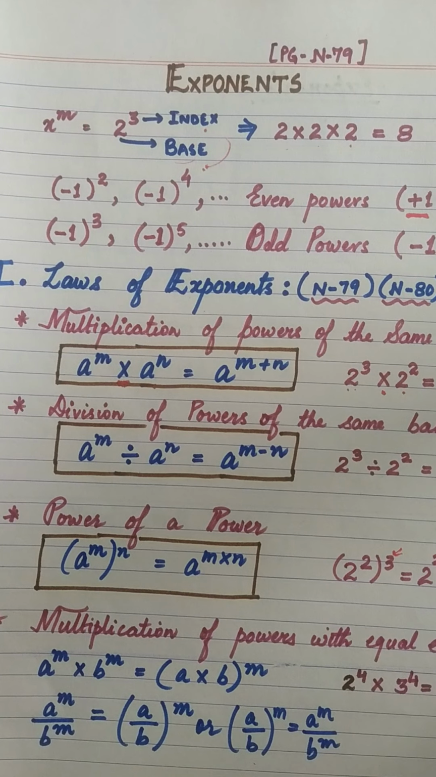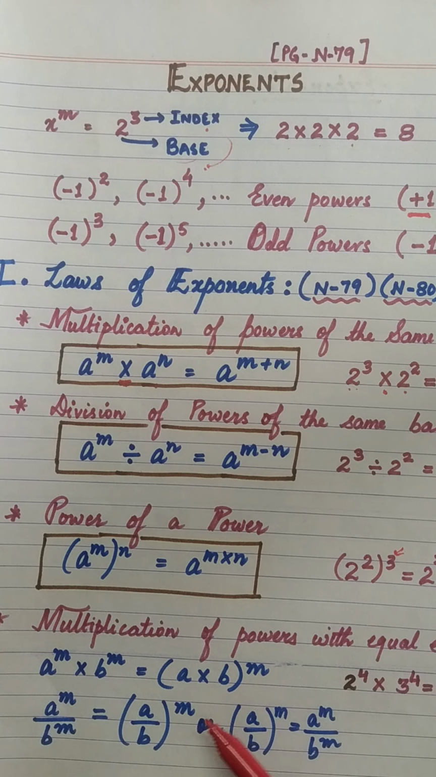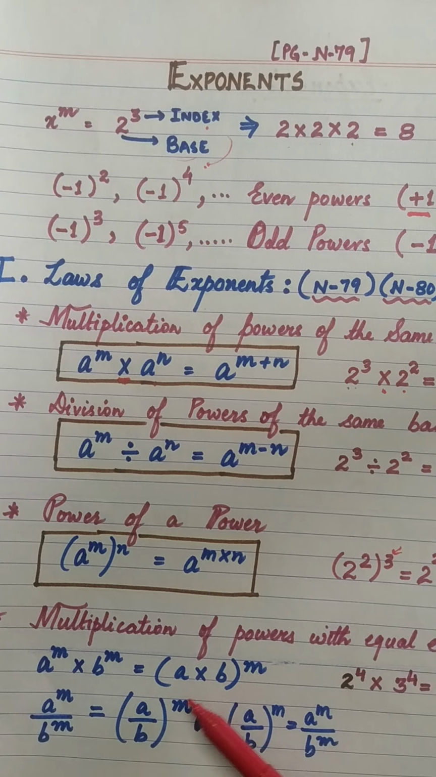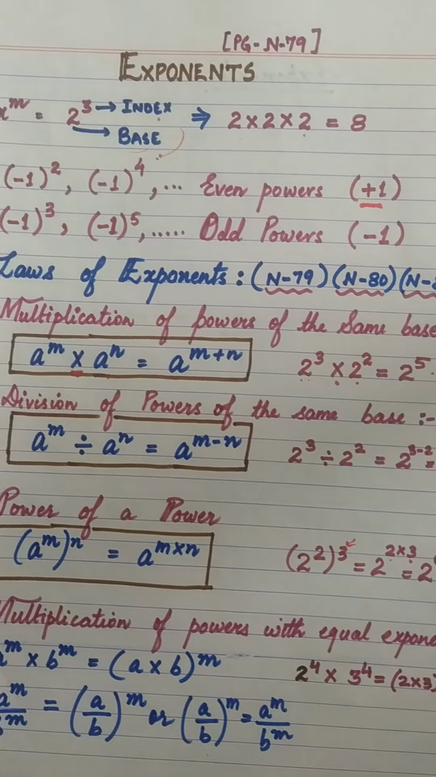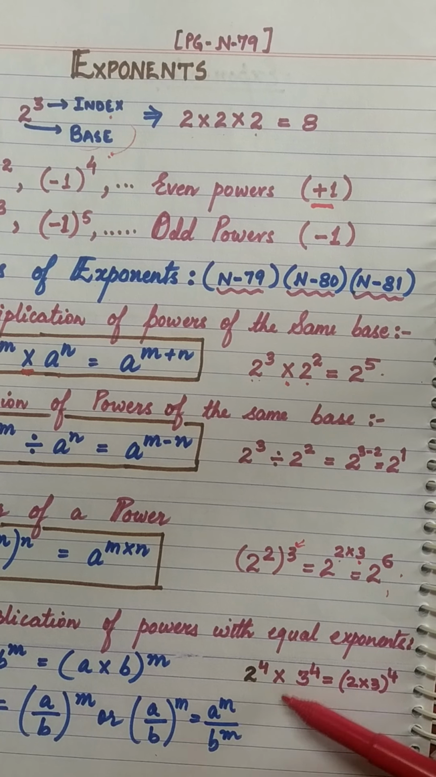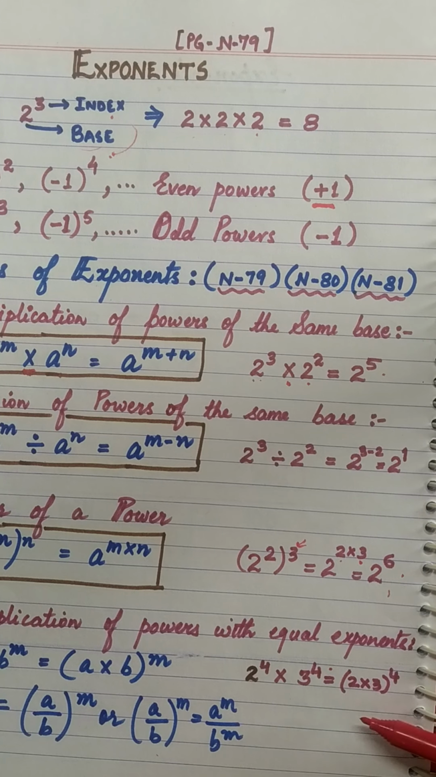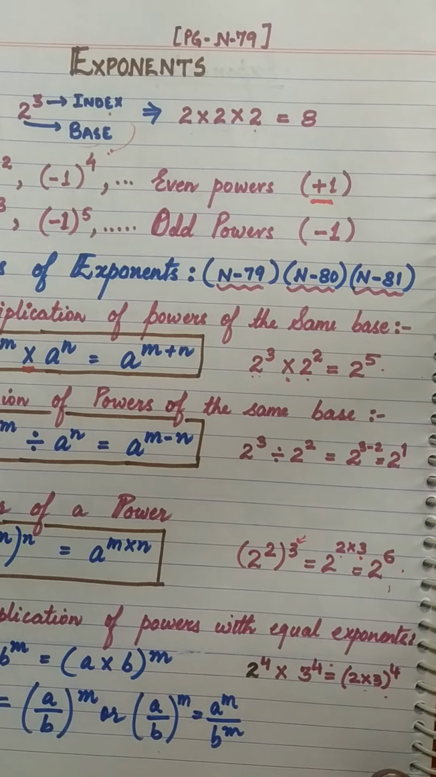Multiplication of powers with equal exponents. Whenever the powers are same, here you can see the base is not same. Here a to the power m into b to the power m. So we have same powers. In that case, we are going to multiply the bases, and in common we are going to take the power. For example, children, 2 to the power 4 into 3 to the power 4 is equal to 2 into 3 whole to the power 4. So we have taken the power in common and we have multiplied both the bases here.